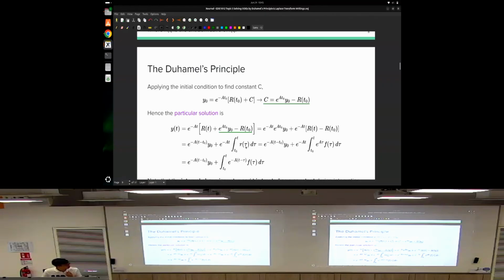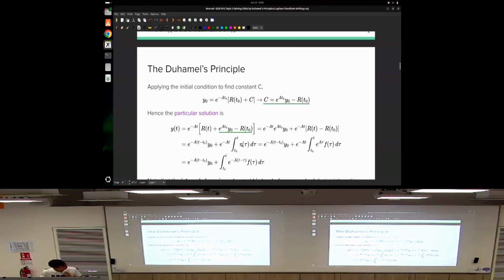So therefore, let's change it to tau. Okay, so therefore, it is really e to the minus at outside. Then integrate small r of tau d tau. Then you have your t as the upper limit, t naught as the lower limit. Okay, and you notice that this is e to the minus at, right?